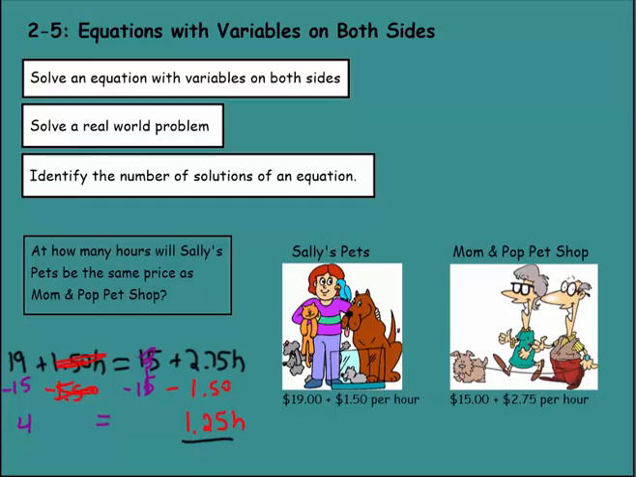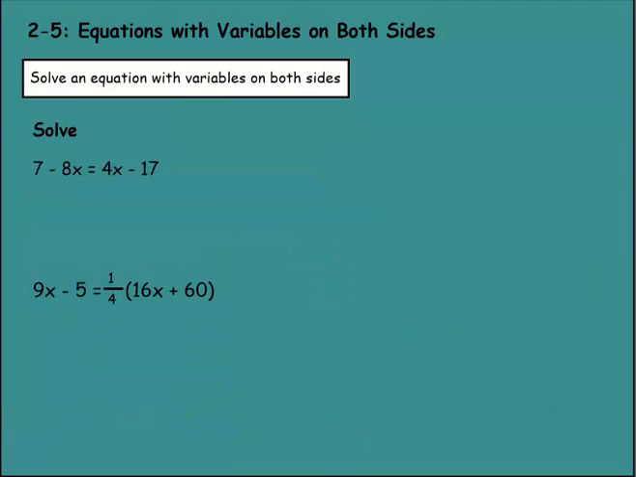We can divide by 1.25 then. And when we do 4 divided by 1.25, that gives us an answer of 3.2. So 3.2 now equals just H, or the number of hours. So we would say at 3.2 hours, these would be the same price. Let's try a few more of these with variables on both sides.